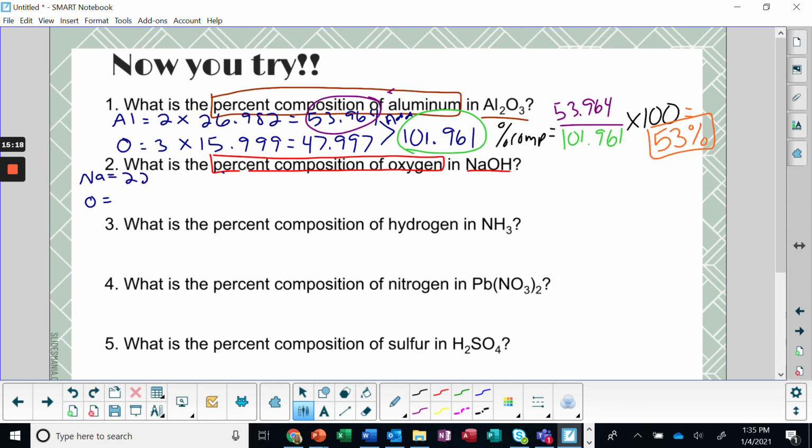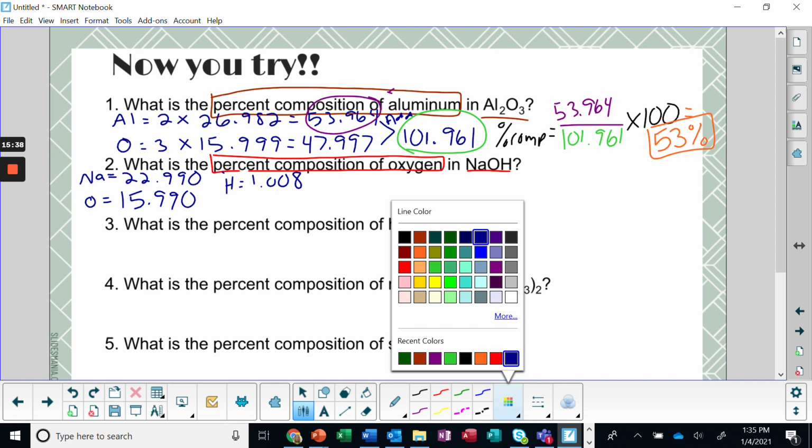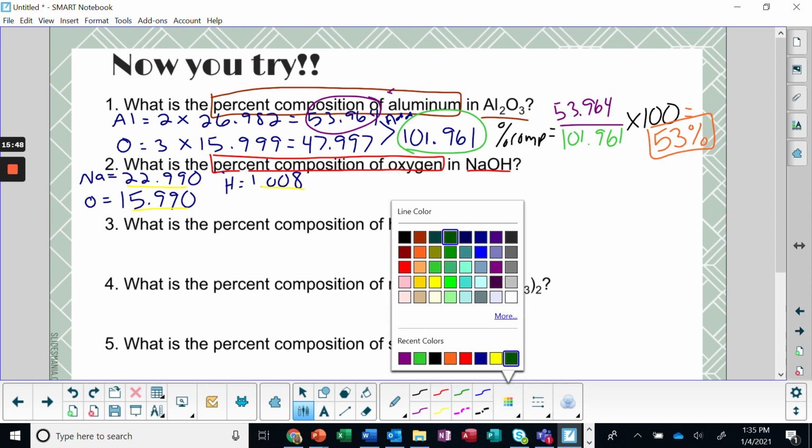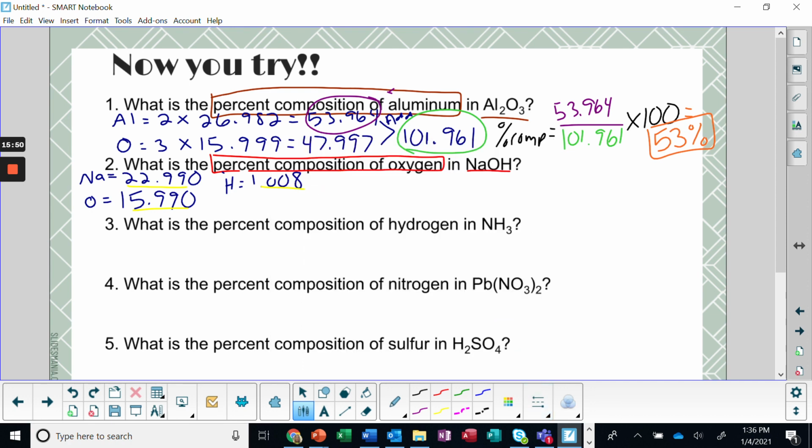And your answer should be 22.990 for sodium. There's oxygen. Then hydrogen, we have 1 hydrogen. Okay. Go ahead. We're going to add all 3 of these numbers together. Okay. So these 3, we're going to add these 3 together. And we're going to come up with the whole compound.